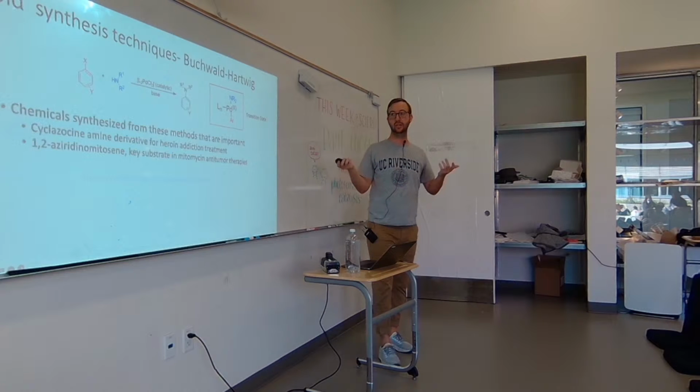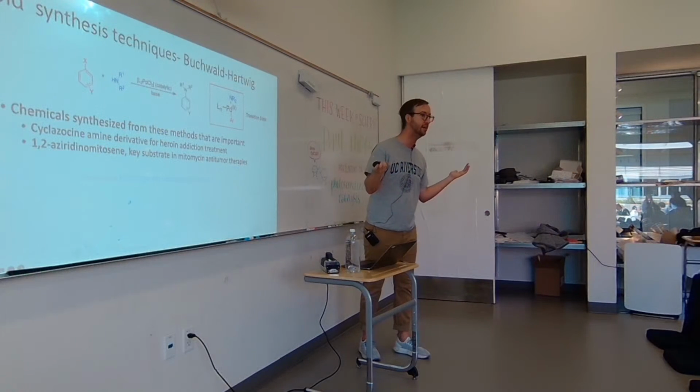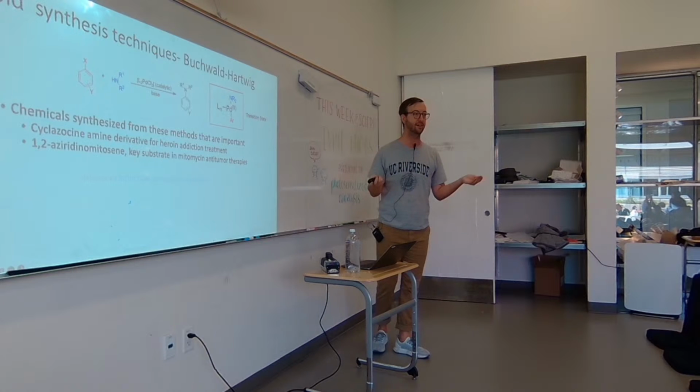Why is this important? What did we get from this specific reaction? Researchers have synthesized a cyclozosine amine derivative for heroin addiction treatment, and 1,2-aziridynamidosine, a key substrate for anti-tumor therapies, right? So we're getting useful things from these reactions. Plastic cling wrap, maybe the most useful thing that we have.